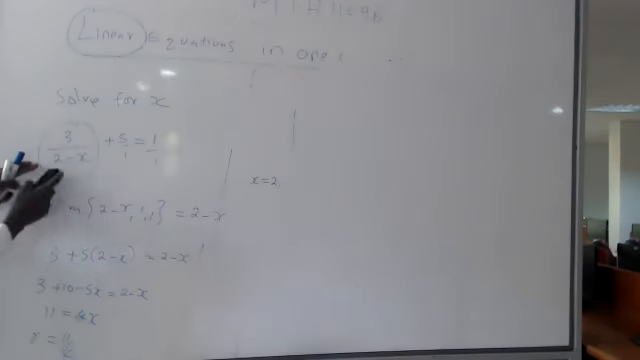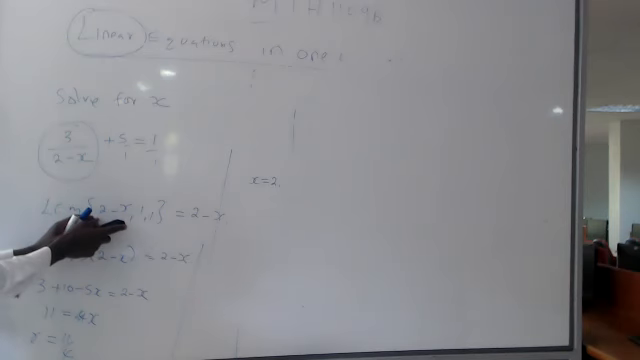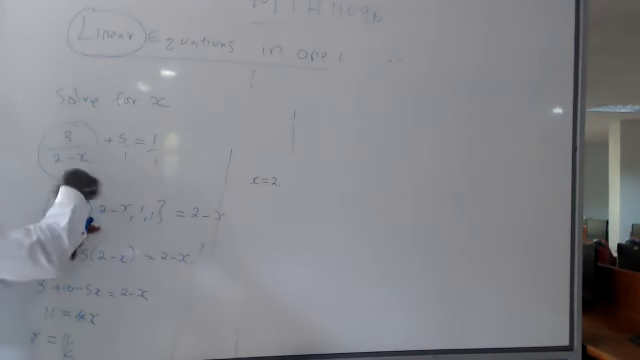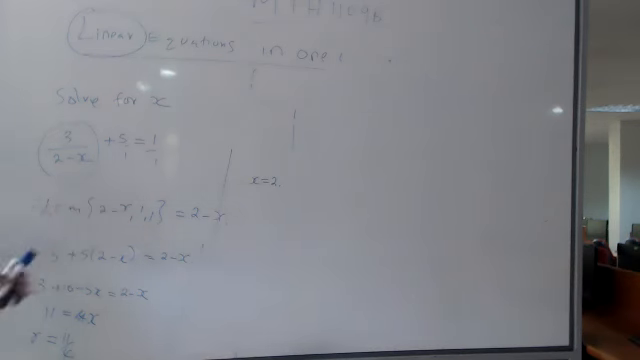So remember, if x is 2, then 2 minus x will be 0. So after finding the LCM, it will be like you're multiplying these terms by 0. And we said that you multiply by a non-zero term.